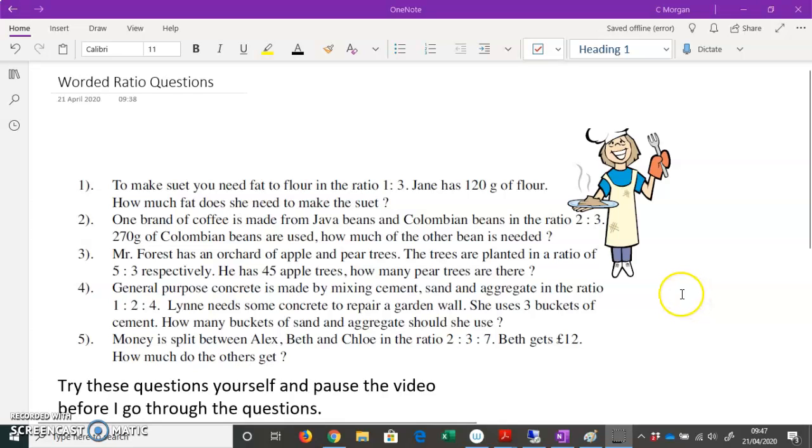Good morning, Year 8. I've got some worded ratio questions for you to have a go at today. They're slightly more difficult than the last lot I set you, and you're going to have to read the instructions really carefully. I'd like you to have a go at these questions yourself by drawing diagrams to help you, and then pause the video before I start to go through the questions. Good luck!